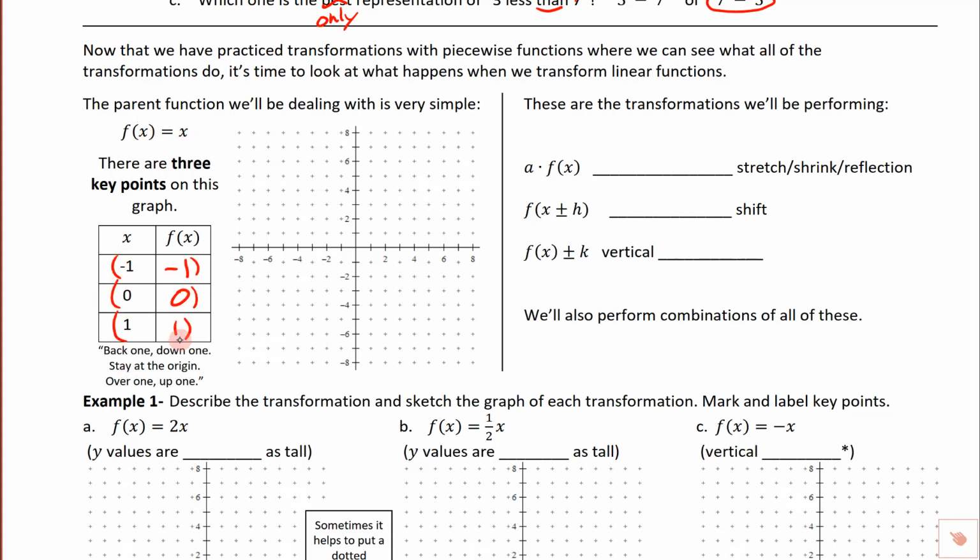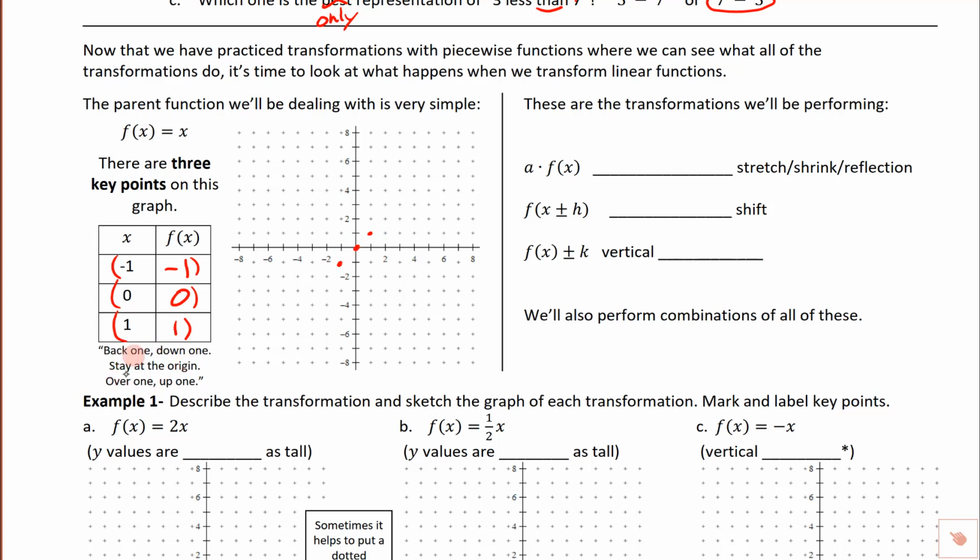So I'm going to go ahead and graph these. We start right here at the origin. And then to get to this point, we would go back 1 and down 1. So we're going to go right here. And to get to this point, we're going to go over 1 and up 1. So whatever the x value is, that's the same as the y value. So if we go forward 1, we go up 1. If we go back 1, we go down 1.